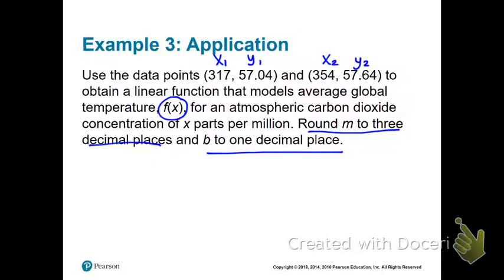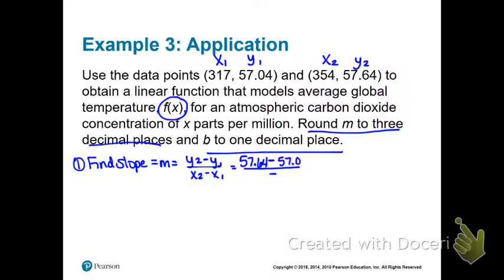So the first thing we're going to do is find the slope. Remember, we know that's our m, which is y2 minus y1 over x2 minus x1. This is from the day 1 notes. All right, so I'm going to build my skeleton here and plug in. My y2 was 57.64, my y1 is 57.04, my x2 is 354, and my x1 is 317.